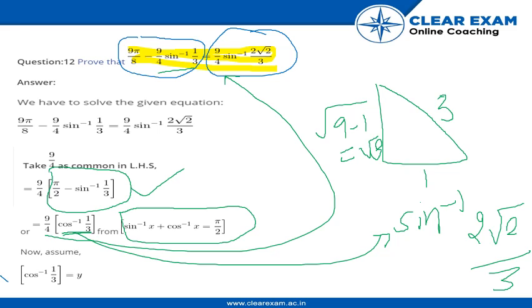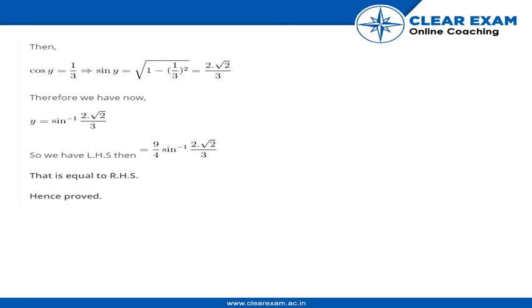What we do first, we write cos inverse 1 by 3 is equal to y, and then we apply cos on both sides. Sorry for the mistake. We get cos y is equal to 1 by 3. Let's move to the next slide. Yes, we get cos y is equal to 1 by 3, which implies that sine y is equal to root of 1 minus 1 by 3 whole square. This came from the identity, sine square x plus cos square x is equal to 1. I'll write it for you.